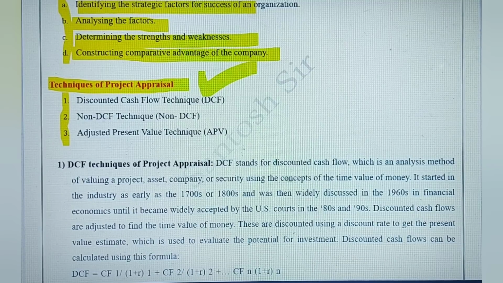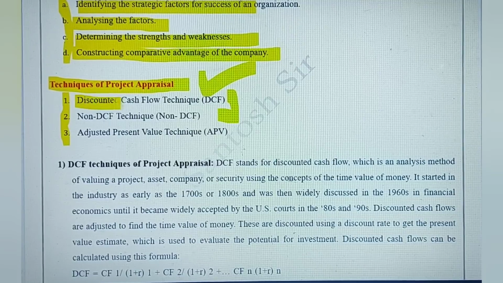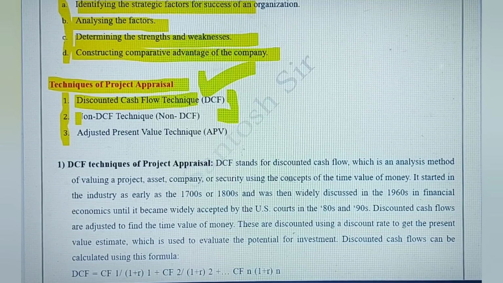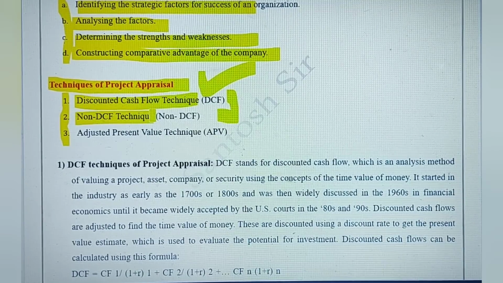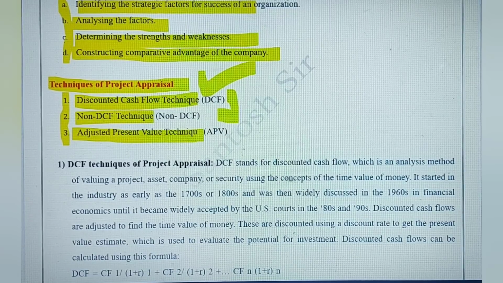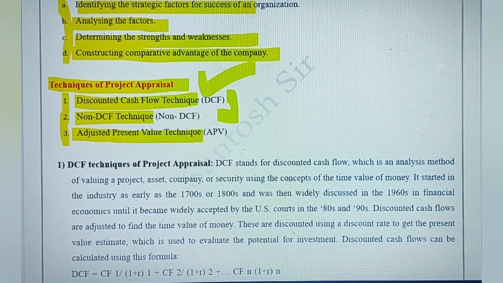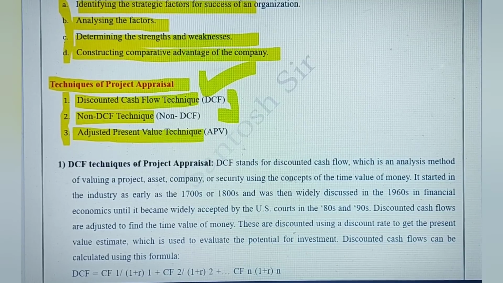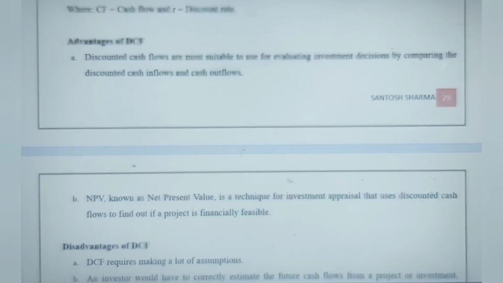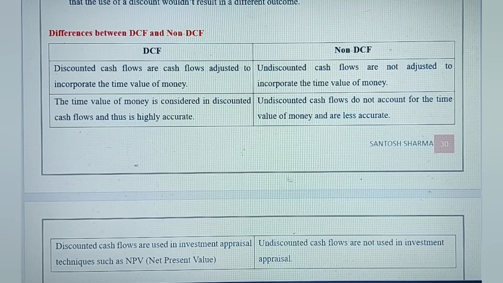So revise this properly. You might get a difference between DCF and non-DCF also. Okay, DCF stands for discounted cash flow technique, and non-DCF is non-discounted cash flow technique, and the third one APV is the adjusted present value technique. So for all these techniques, there are drawbacks and their meaning, how they are being done. So this needs to be studied. Now this is the DCF and non-DCF difference.